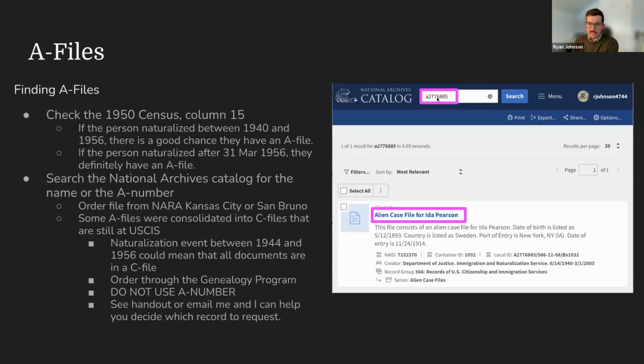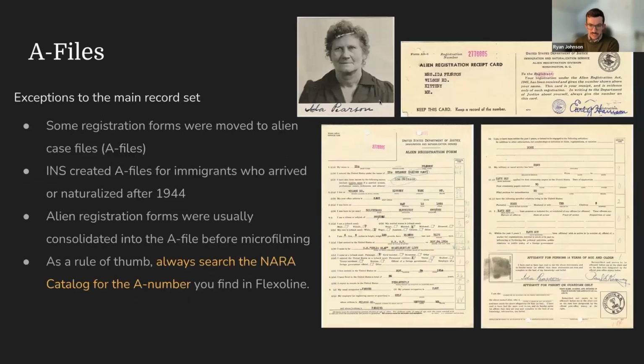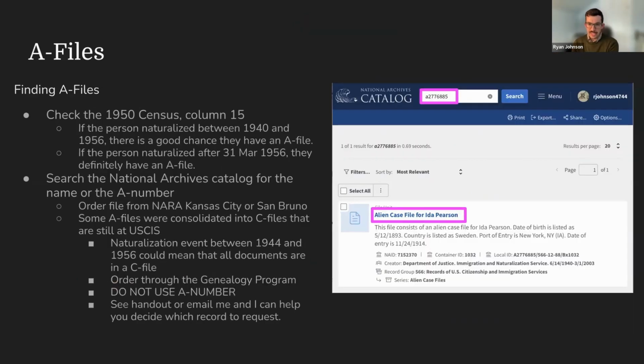So here I showed my catalog search that I did for Ida Pearson, and that's how I found all of these lovely things on the right-hand side. You can see that alien registration form on the right is the original paper that they scanned for me at the National Archives in Kansas City, as opposed to getting a microfilm copy that may or may not be blurry. And I searched by that A number, that top highlight there.